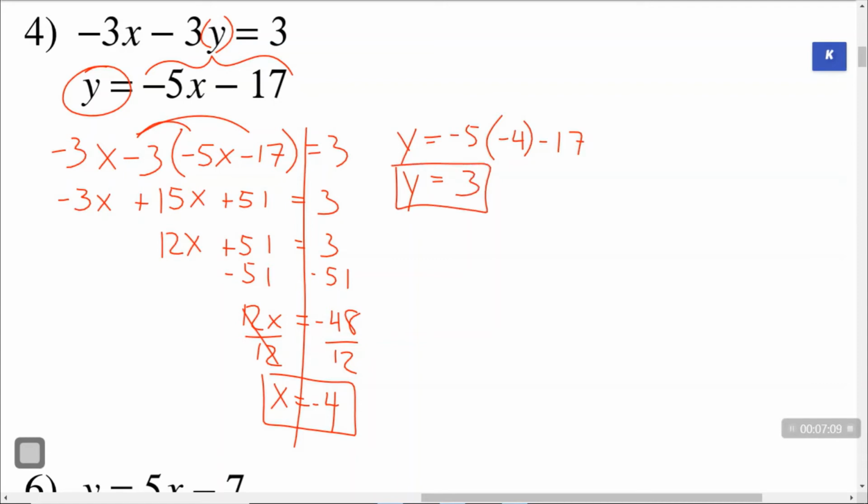And let's check to see that it works. Negative 3 times negative 4 minus 3 times 3 equals 3. Negative 3 times negative 4 is positive 12 minus 9. 12 minus 9 is 3, which equals 3. It works. And write my answer as an ordered pair.